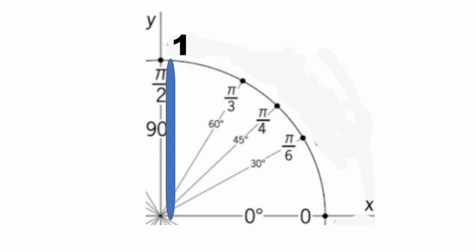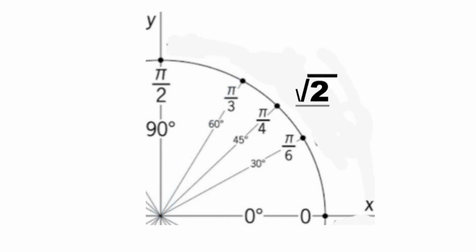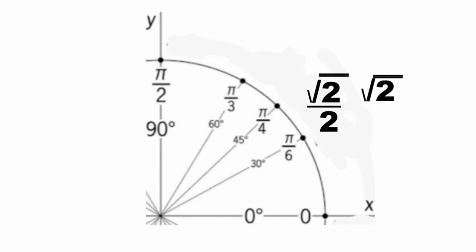For the 45 degrees, there are 2 lines before and after the 45 degrees. Use these 2, put under a radical sign and divide these by 2. So the cosine and sine coordinates of 45 degrees are both square root of 2 over 2.